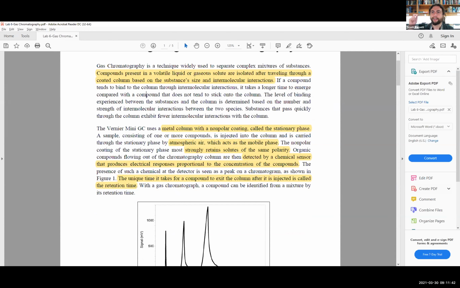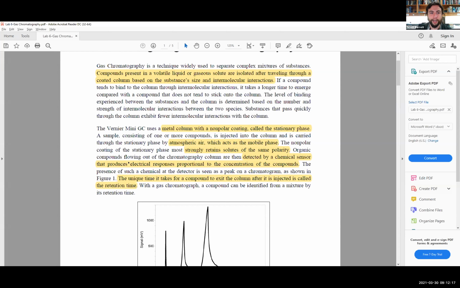Secondly, we inject the sample into the GC machine, and I'll show you in a video later. It is carried through the stationary phase, which again is that nonpolar coated metal column, by atmospheric air, which acts as the mobile phase, just pushing it through the machine. The reason it sticks to the nonpolar coating depends on its polarity, right? If it's more polar, it won't stick as much. If it's more nonpolar, it will stick longer to the nonpolar coating within the machine.